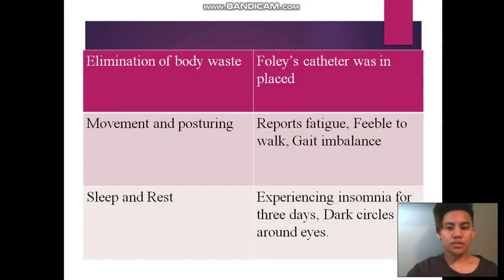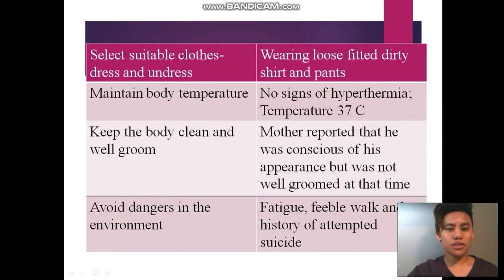On the need for elimination of body waste, a Foley catheter was placed. On the need for movement and posturing, he reported fatigue, was feeble to walk, and his gait is imbalanced. On the need for sleep and rest, he has been experiencing insomnia for 3 days and has dark circles around the eyes. On the need to select suitable clothes, dress and undress, he's wearing loose-fitted, dirty shirts and pants. On the need to maintain body temperature, there were no signs of hyperthermia, and temperature is at 37 degrees Celsius.